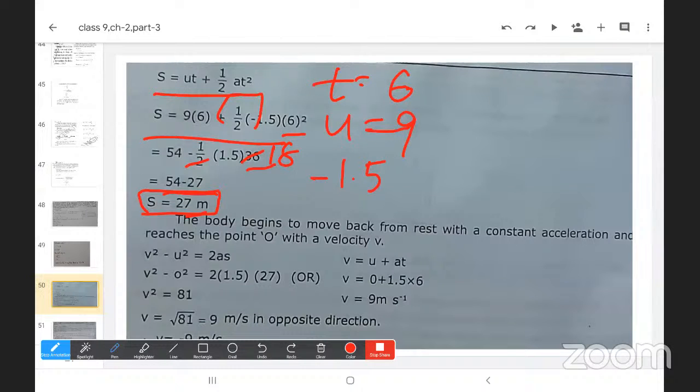Now, the body begins to move back from rest with a constant acceleration and reaches the point O. So it begins to move backwards again after reaching the end of 6th second, right? So the body begins to move back from rest with a constant acceleration and reaches the point O with a velocity v.